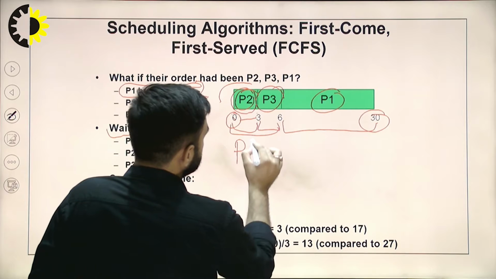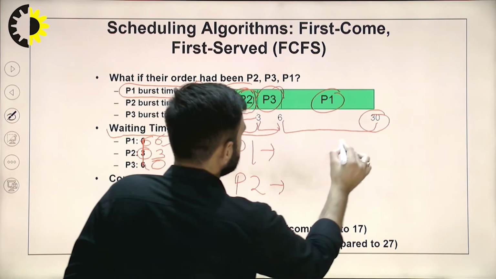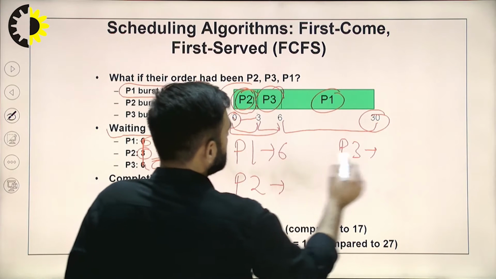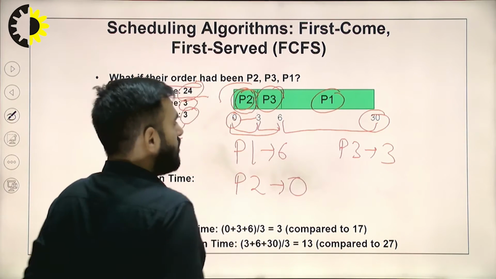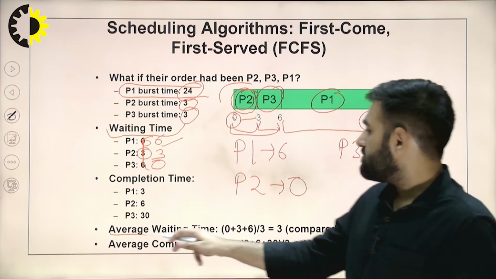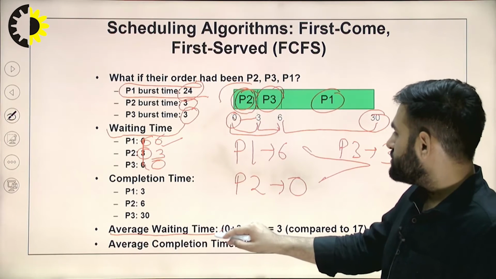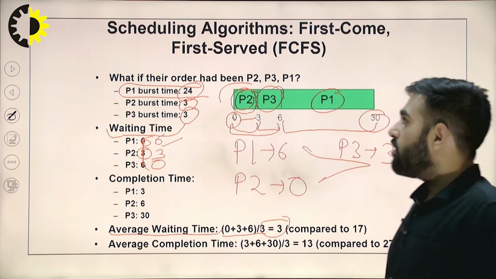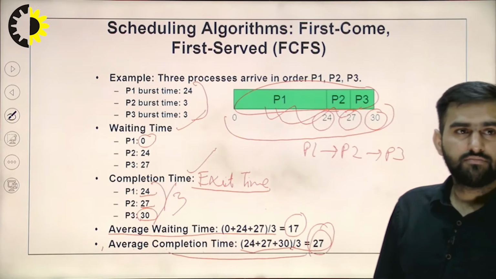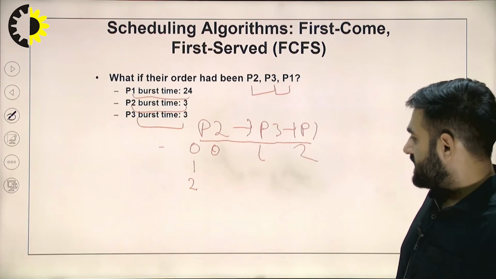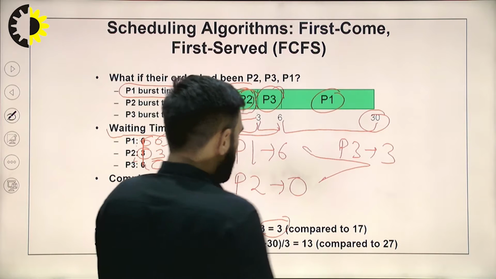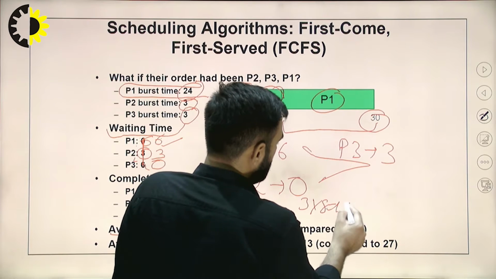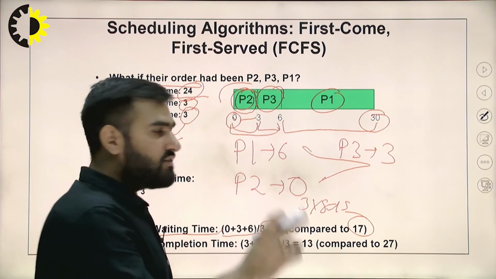So the waiting time for P1 is 6, for P3 it is 3, and for P2 it is 0. Now compute the average waiting time: the sum of all this, 0 plus 6 plus 3, divided by 3, is 3. Earlier, when they arrived in the order P1, P2 and P3, the waiting time was 17. And this time it is 3. See the difference. It is more than 3 times the current waiting time. Just by changing the order, we have seen the difference in the waiting time.